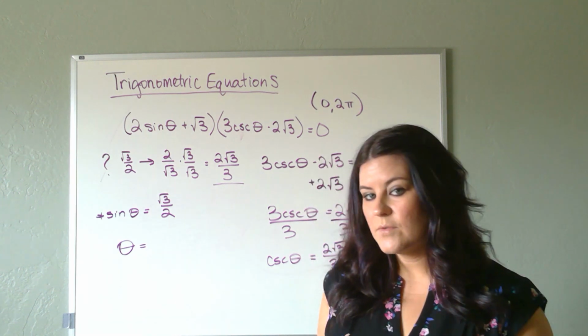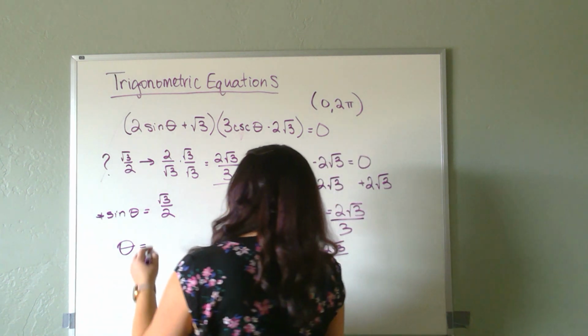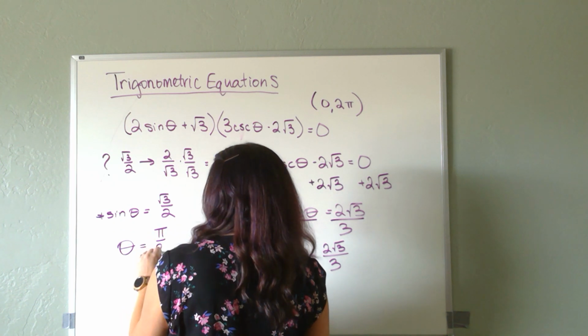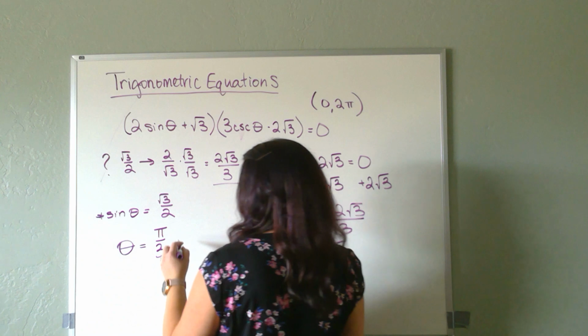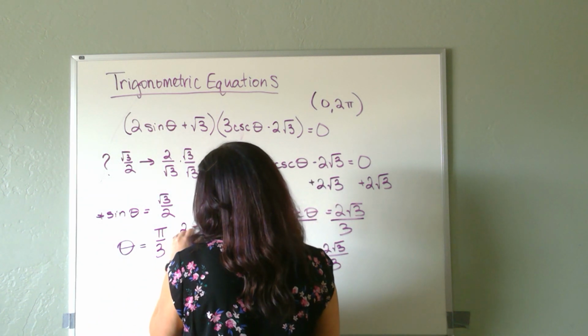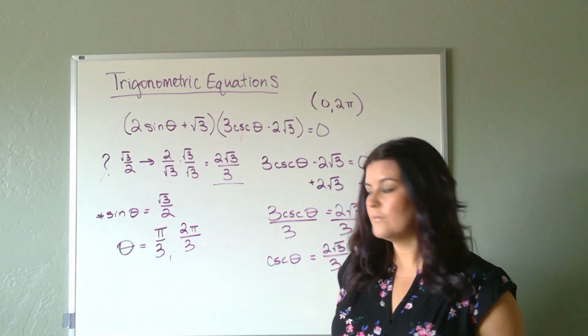Again, that's at the pi over 3's, but this time I am looking for positive root 3 over 2. So I'm going to get pi over 3. That's the one in the first quadrant where sine is positive. And I'm also going to get 2 pi over 3 because that's the second quadrant where sine is positive.